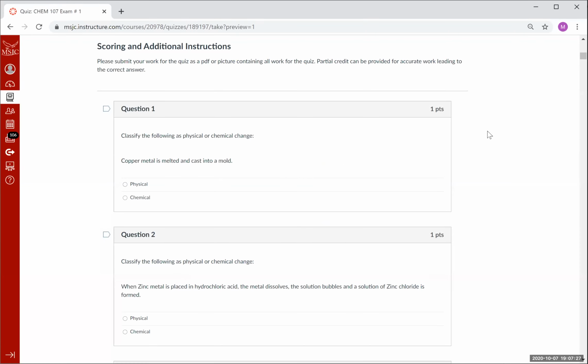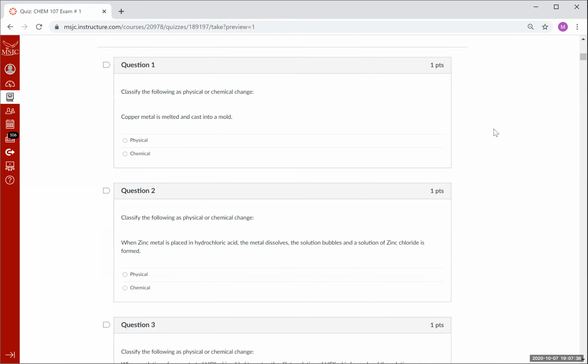Okay, so we're doing an exam review. This is the actual exam for 107. I'm going to go through and we'll talk through the solution to this exam, and we'll talk about each of these problems.